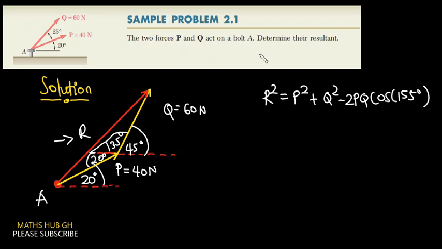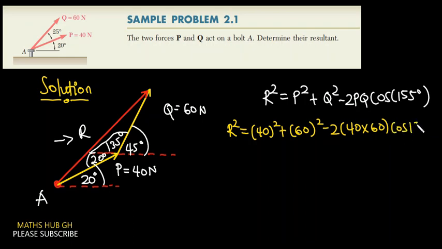Because you know the value of P, you know the value of Q, we can just do the substitution and then solve for the resultant force R. So let's look at that. You're going to have R squared equal to P squared, which will be 40 squared, plus Q squared, which was 60 squared, minus 2 multiplied by 40 times 60, cosine of 155 degrees. Okay, so let's simplify this and see what you're going to get.